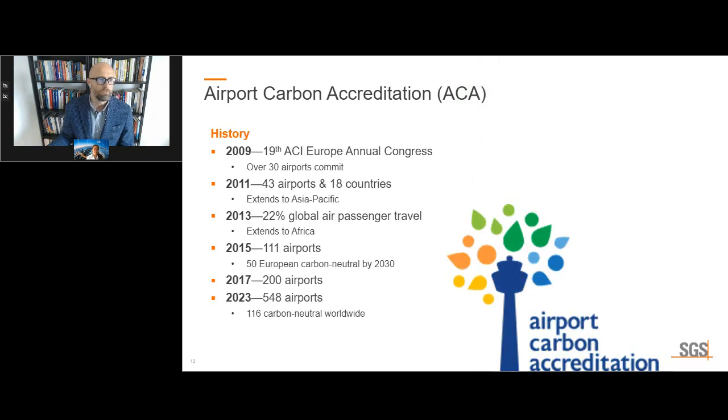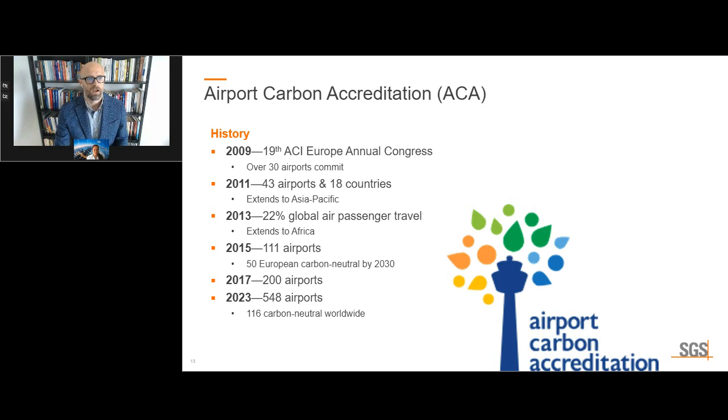And the history, back in 2009, there was the 19th ACI European Annual Conference, and over 30 airports at that conference committed to managing carbon. So that was almost 2 decades ago. 2 years later, they already had 43 airports in 18 different countries, and they extended from Europe to Asia Pacific. 2 more years later, they accounted for 22% of all global air passenger travel. So it was really starting to take hold. And then they extended to the African region.